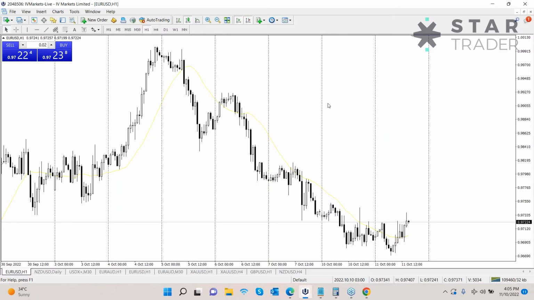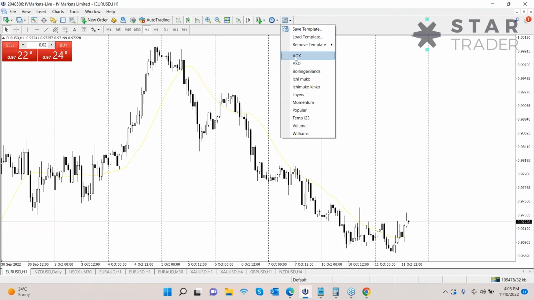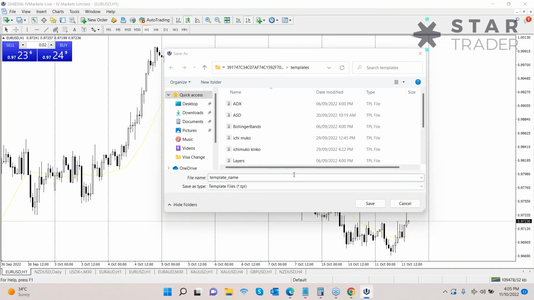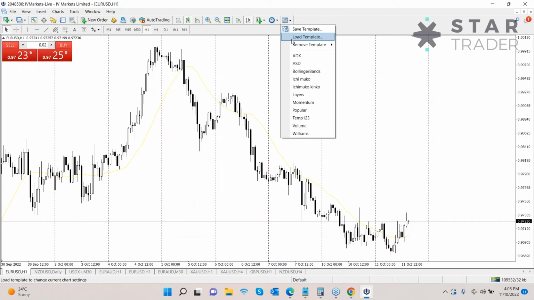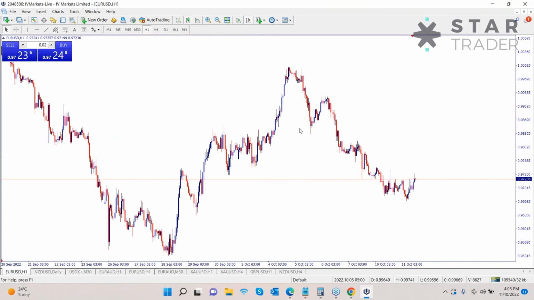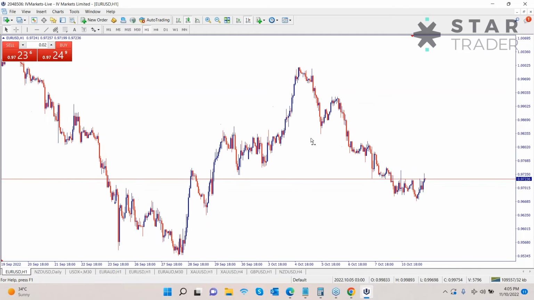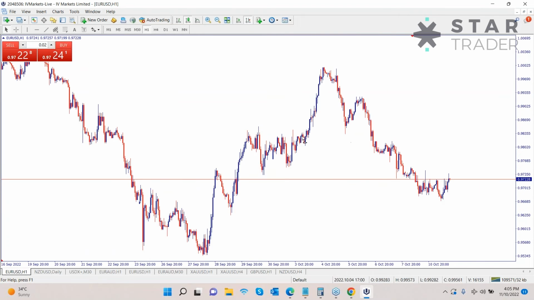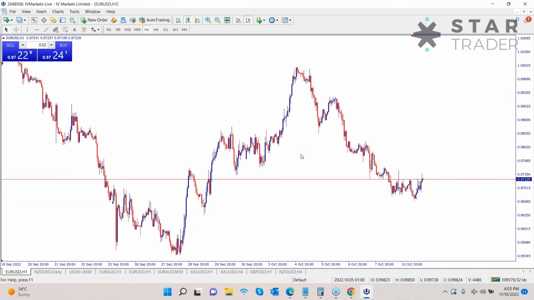After setting up all your charts, all you need to do is save this theme for the next charting. So just save the template. You can save it with any name, as I have saved it already. After saving it, this is my theme. I use this theme because I love these colors and I love to analyze the market with this template.